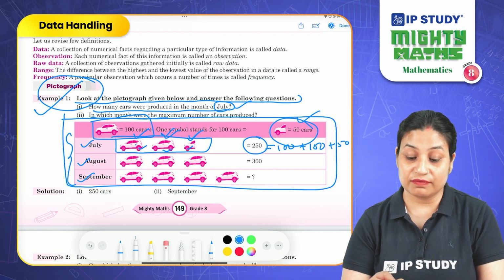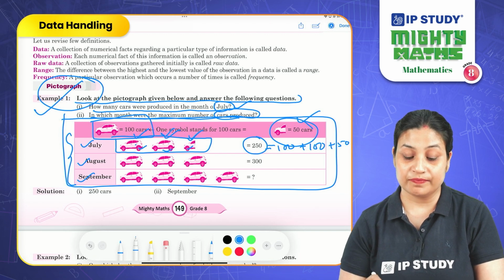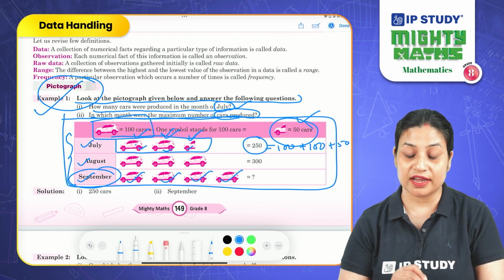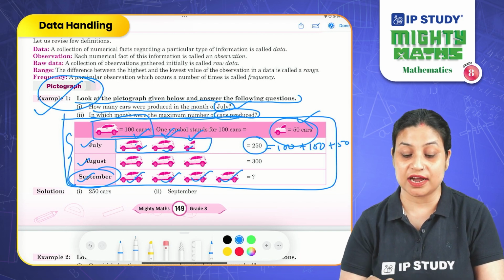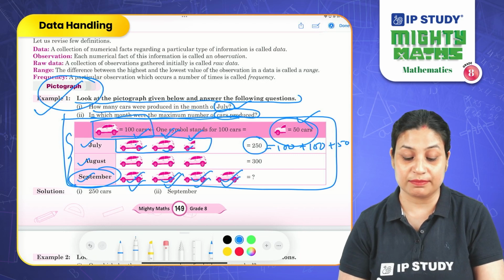The same way, now what is the next question? In which month were the maximum number of cars produced? So you can see over here, how many cars do we have? We have 4 cars for the month of September. And since 1 car is symbolizing 100 cars, and we have 4 cars drawn in this pictograph for the month of September, which is the maximum one.